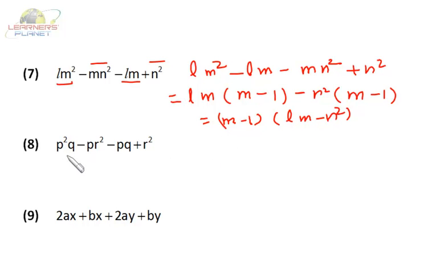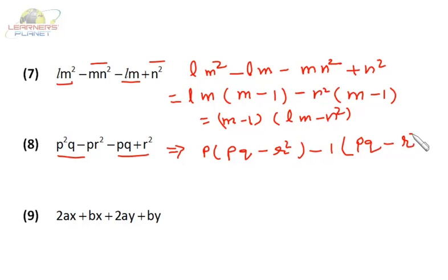Similarly, see this question. Between these two, p is common, and between these two, nothing is common. So let's see what happens. So from these two, I'm taking p as common. So I'm left with p square q divided by p is pq, minus pr square divided by p, I'm left with r square. From these two, nothing is common. So I have to take minus 1 as common. So if minus pq is divided by minus 1, I'll be left with pq. And if r square is divided by minus 1, I will be left with minus r square.